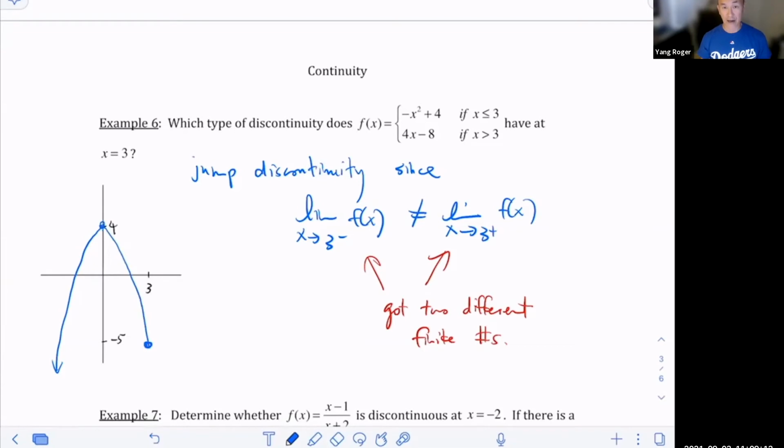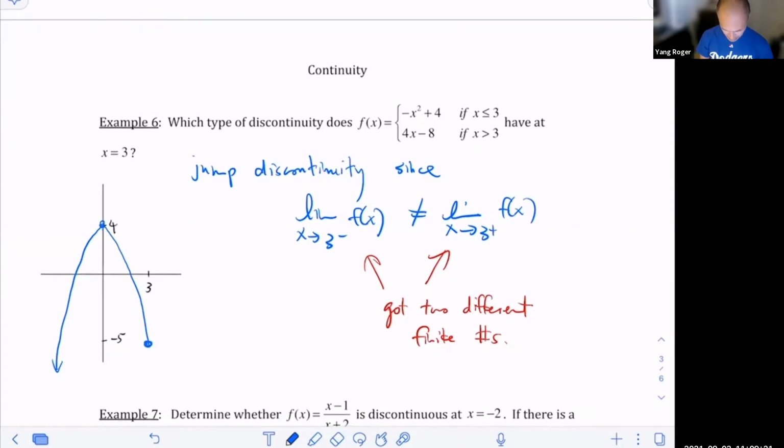And then this other graph, I think it's a line. The y-intercept is like negative 8 and the slope is 4. So it's a pretty steep line that goes like this. When I plug in a 3, I should get 12. It's a very steep looking line like that. You can check on Desmos if you want to graph it, but very roughly it looks something like this. So we have a jump discontinuity because you come from one side, you come from the other side, you get two different limits. They're both finite numbers.